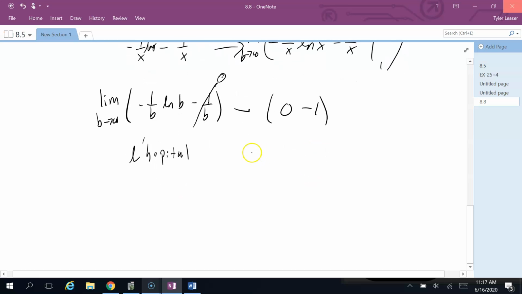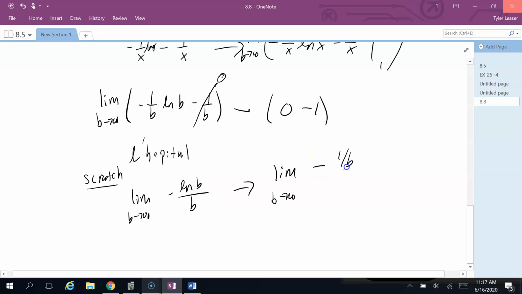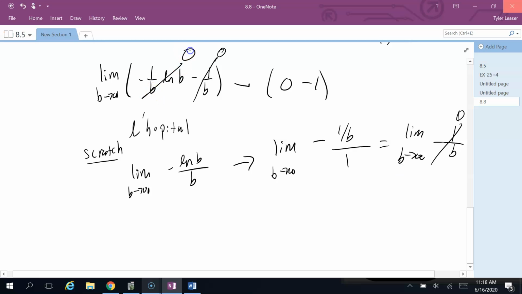Okay, so just kind of over in scratch paper, we're trying to figure out the limit as b goes to infinity of negative natural log b over b. With L'Hopital's rule, we take the derivative of the top and the bottom separately. Natural log b has derivative 1 over b. The b in the denominator has derivative 1. So really we're trying to figure out the limit of negative 1 over b as b goes to infinity. This of course just goes to 0. So this term also goes to 0.